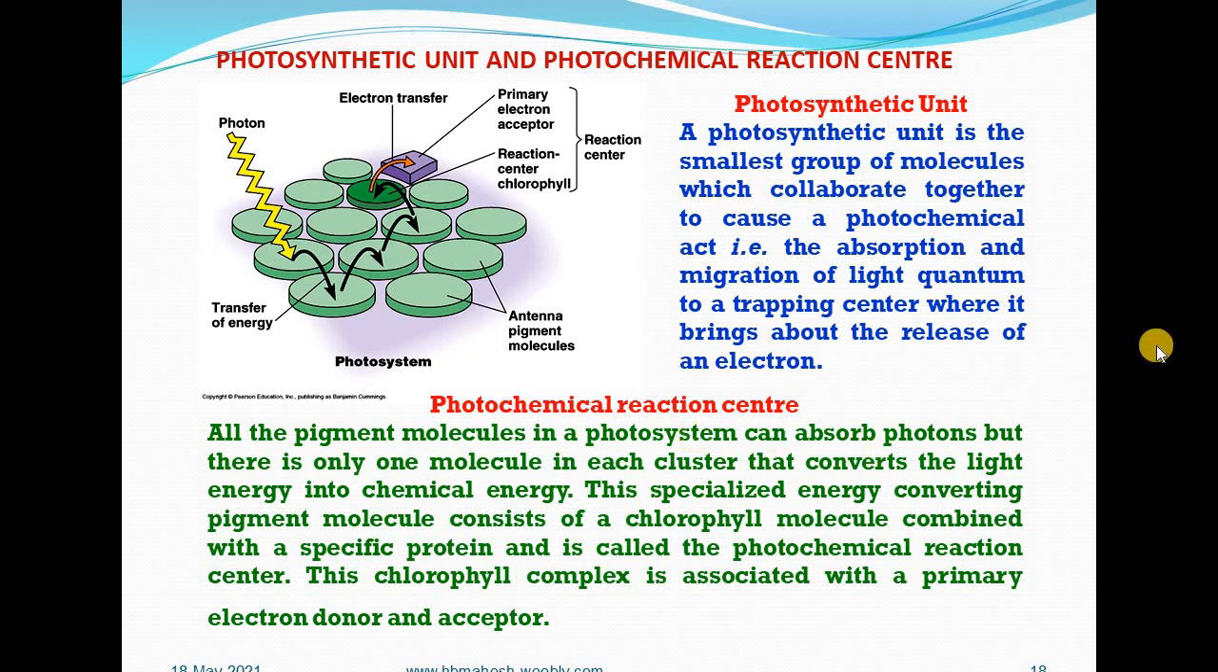The photosynthetic unit is the smallest group of molecules. You can observe here, the photosynthetic unit is the smallest group of molecules which collaborate, which aggregate together. Some photosynthetic pigments aggregate together to cause a photochemical act.